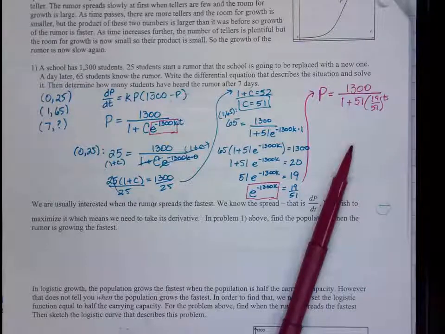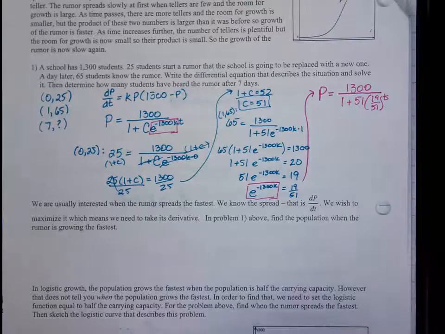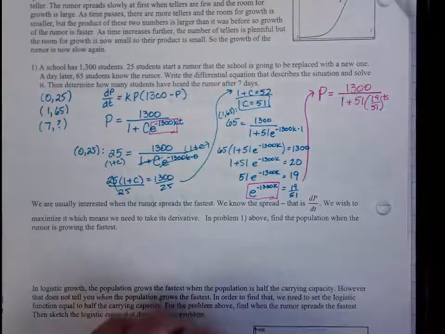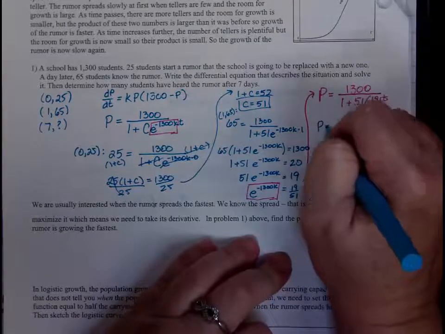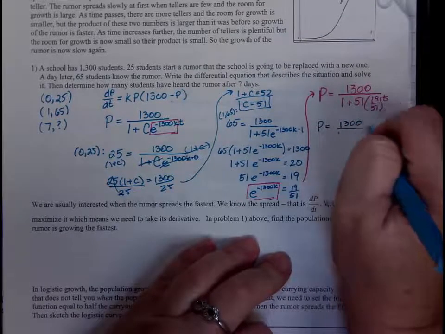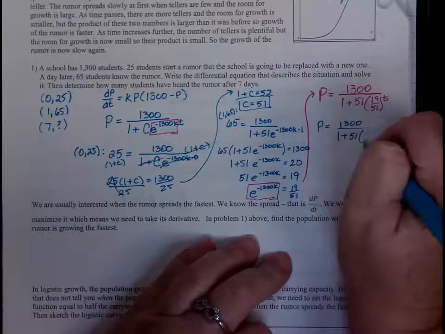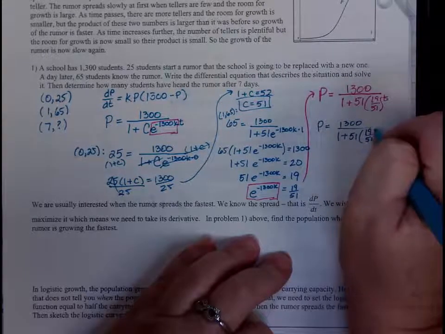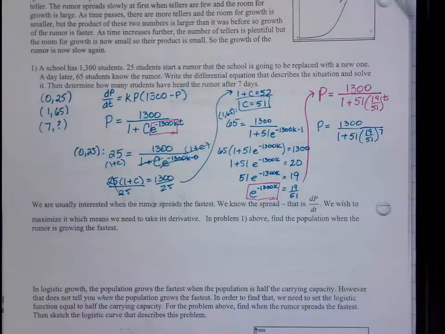Okay? So that is my particular solution. It's done. I'm down to t and p, and I have the equation that I need. So now I can solve the problem. Now it's been a little bit. What was the problem? What did they ask us? How many people know in 7 days? So where does the 7 go? In for t. So I'm going to switch back to the color I was working in. So p equals 1300 over 1 plus 51 parentheses 19 over 51 to the 7th power.